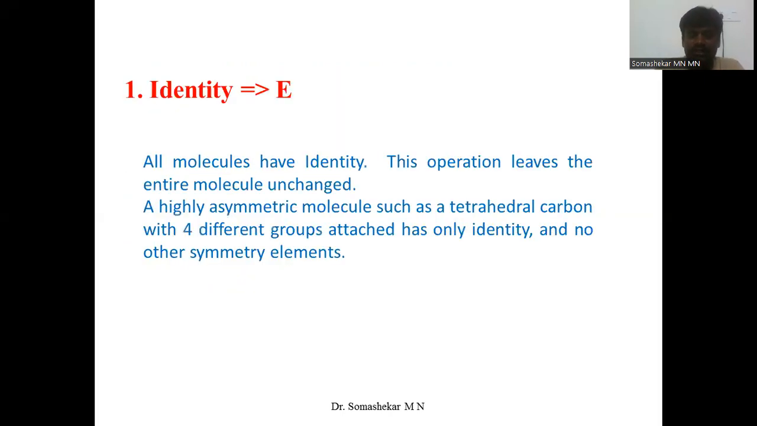Let us discuss the first one, that is identity. What is an identity? All molecules have this element. That means you can take any object or anything. So all molecules have this identity element. Then what is this identity element? You take an identity element, and if you do an operation, after doing the operation, the entire molecule is unchanged. That means you can take any molecule, you just rotate it 360 degrees.